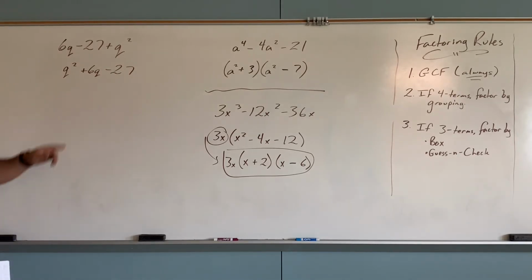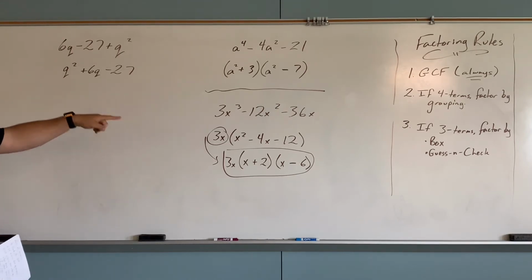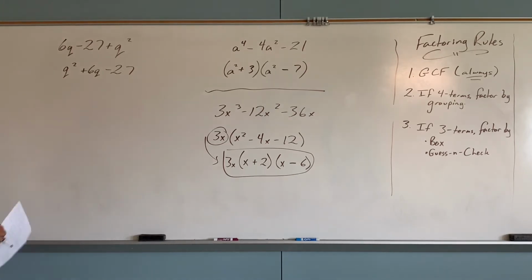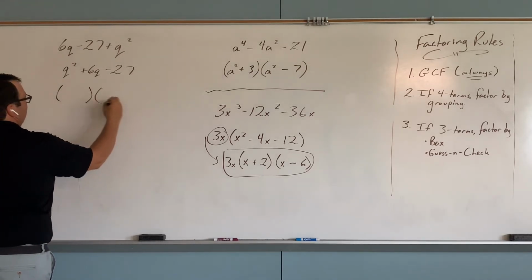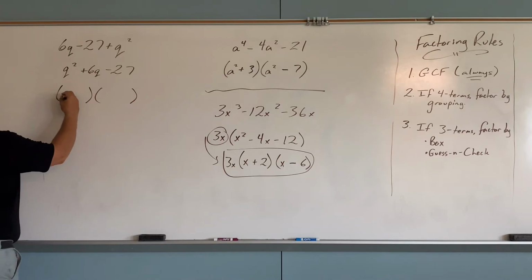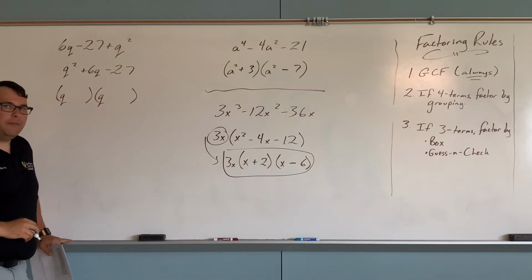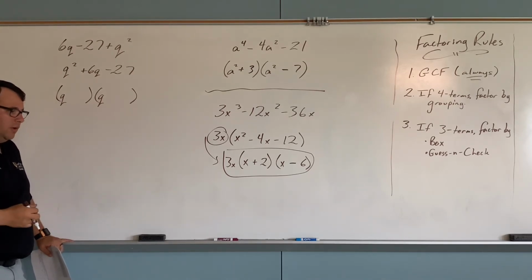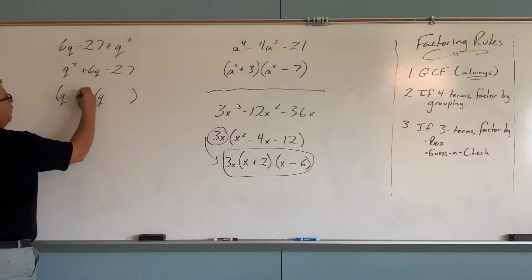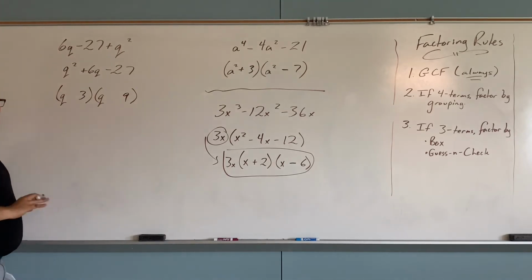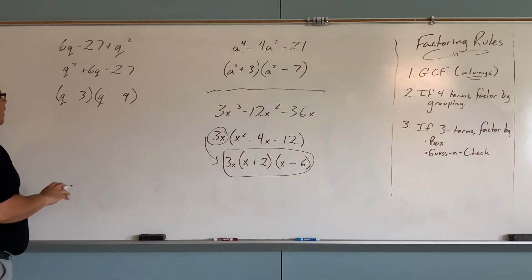Okay. Do I have a GCF? No. Is it 4 terms? No. Is it 3 terms? Yes. I can use box or guess and check. So let's go ahead and use that guess and check. Q times q would give me q squared. 27. I've got a couple things for 27. 1 and 27, and then I got 3 and 9. Hey, 3 and 9. Let's use that. So 3, 9, again, doesn't matter where I'm putting them. If it doesn't work out, you could always go back and flip them around.